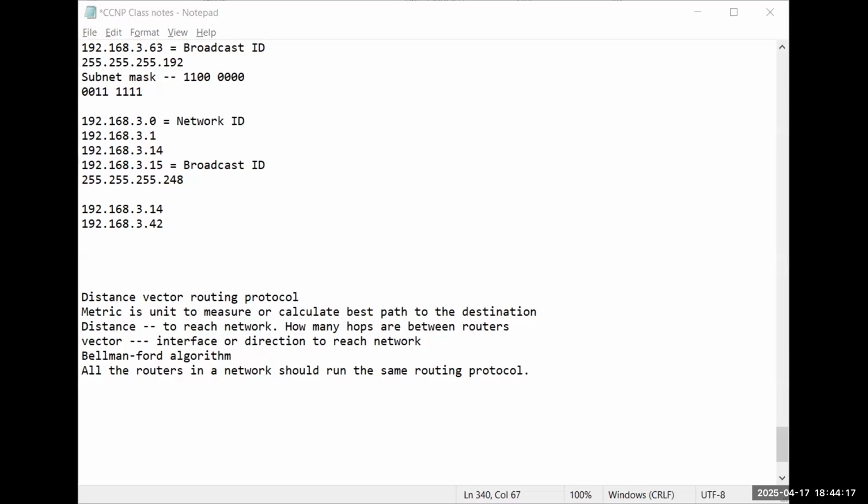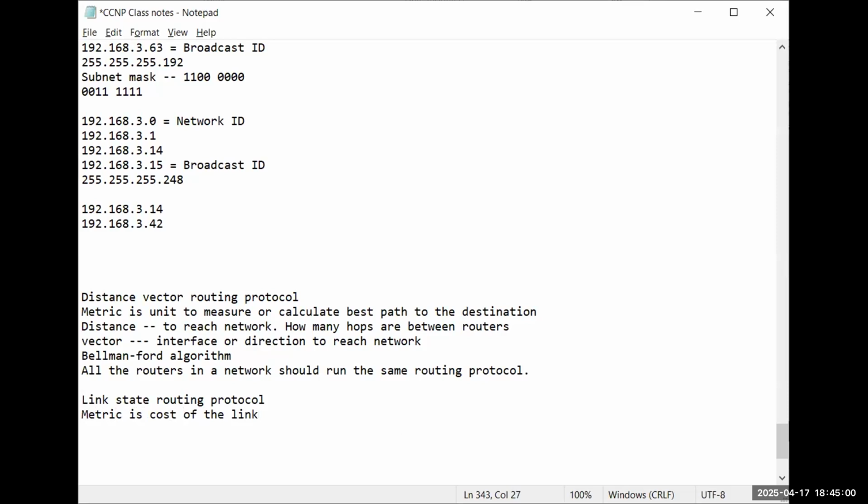Okay, next is link state. Link state routing protocol. In a link state routing protocol, like the name itself says, link state, the metric is nothing but the status of the link. What is this link state? The status of the link is calculated with the help of cost. So here the metric is calculated by the cost of the link.